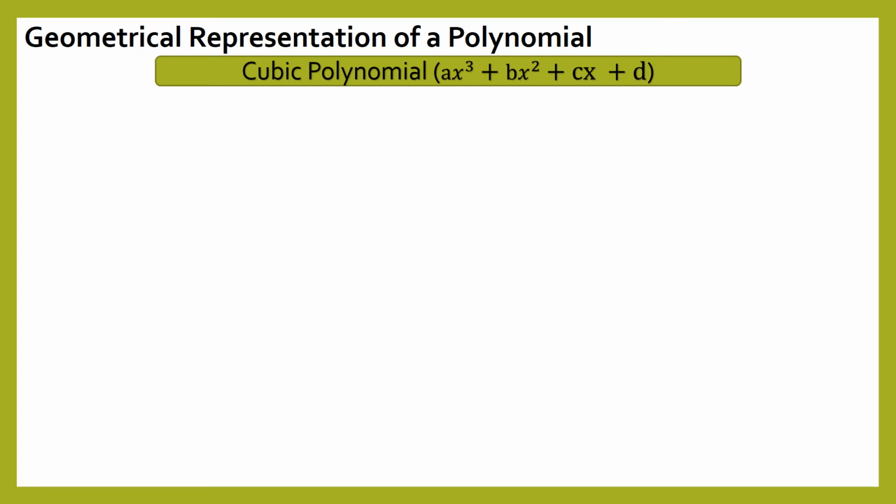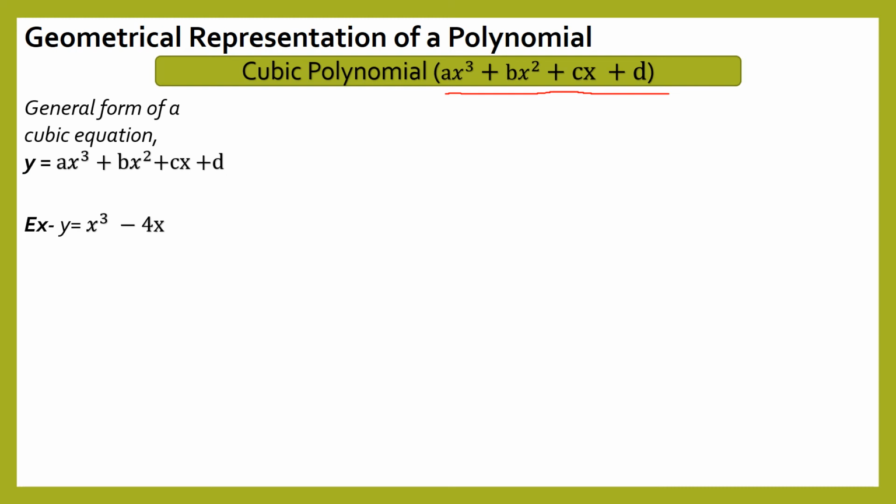Now we will see the geometrical representation of a cubic polynomial. A cubic polynomial can be written in the form ax cube plus bx square plus cx plus d. So first of all, we will convert this expression into an equation. We can write ax cube plus bx square plus cx plus d equal to y. This is an equation where y is nothing but p of x.